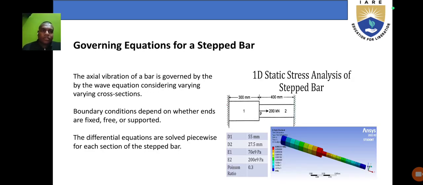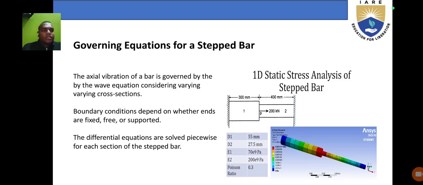Governing equations for a stepped bar. The axial vibration of a bar is governed by the wave equation, considering varying cross sections. Boundary conditions depend on whether the ends are fixed, free, or supported. The differential equations are solved piecewise for each section of the stepped bar.